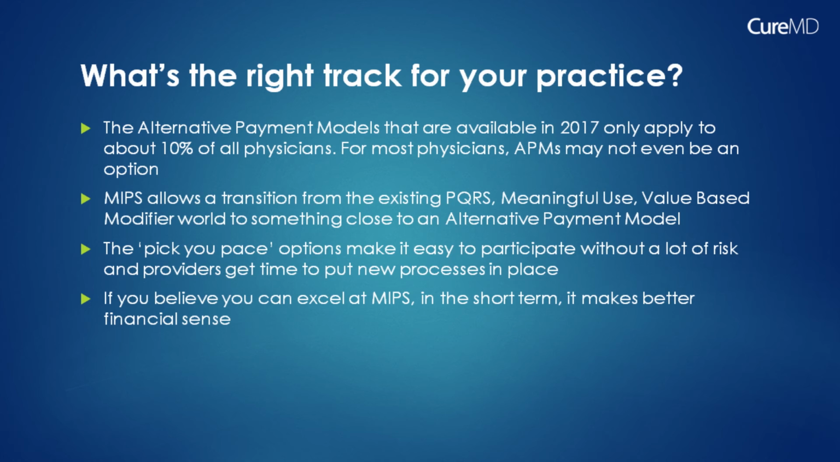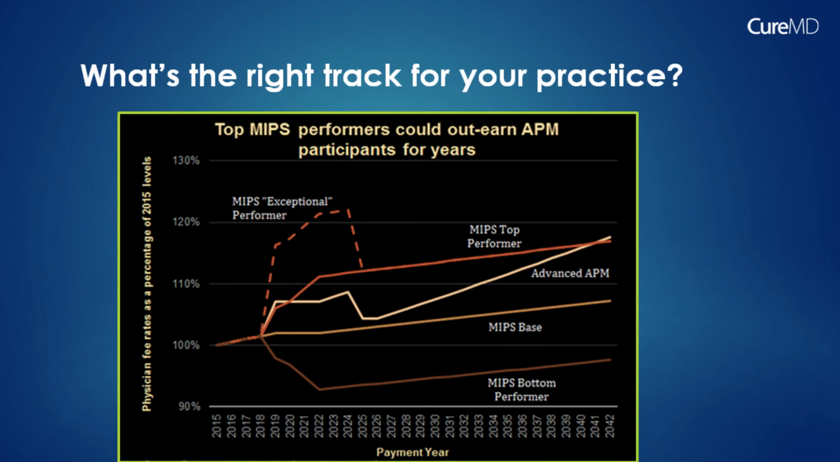And let's say you find out halfway into the year that you really need to revamp. Once you do that, you still have that 90-day reporting option that gets you maybe some incentive, not just takes away the possible penalty, but gets you into the running for an incentive. So if you can excel at MIPS in the short term, it actually makes better financial sense, and I'll show you why.